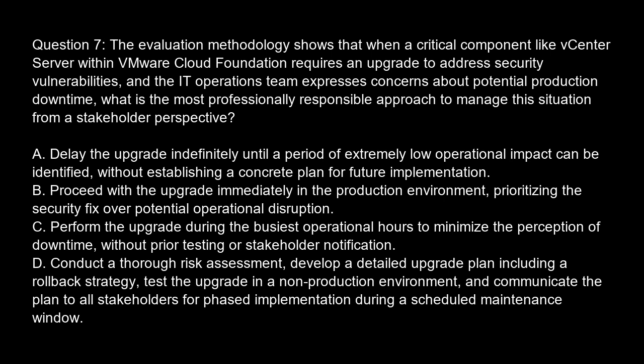Option A. Delay the upgrade indefinitely until a period of extremely low operational impact can be identified, without establishing a concrete plan for future implementation. Option B. Proceed with the upgrade immediately in the production environment, prioritizing the security fix over potential operational disruption. Option C. Perform the upgrade during the busiest operational hours to minimize the perception of downtime, without prior testing or stakeholder notification. Option D. Conduct a thorough risk assessment. Develop a detailed upgrade plan including a rollback strategy, test the upgrade in a non-production environment, and communicate the plan to all stakeholders for phased implementation during a scheduled maintenance window.